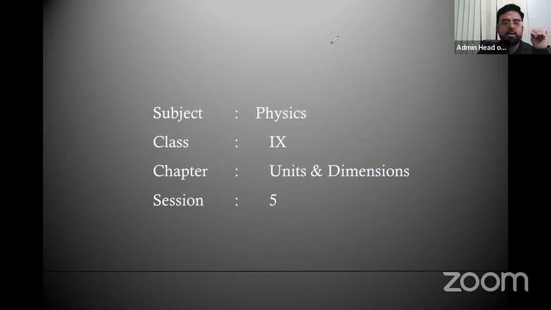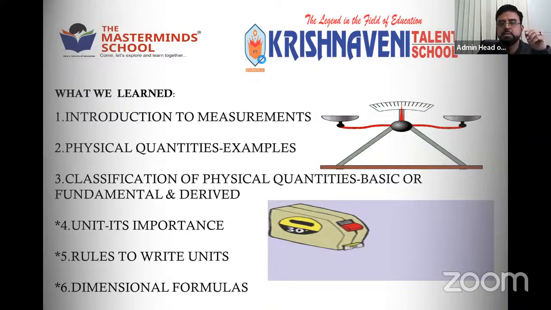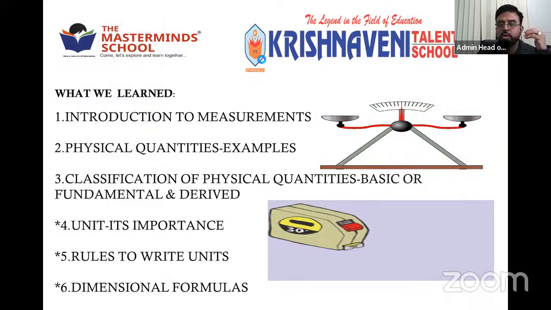Now, what we covered in the last session and what we are going to cover in today's session. These are the topics we covered in the earlier sessions, starting from the review. We recalled what we learned in 6th, 7th, 8th class about measurements, physical quantities, and how physical quantities are classified into fundamental and derived quantities. Then what is a unit, what is the importance of units, and what are the rules of writing units.